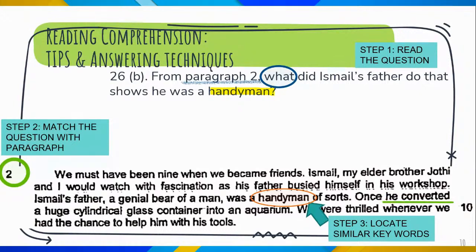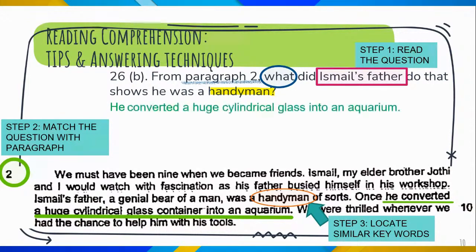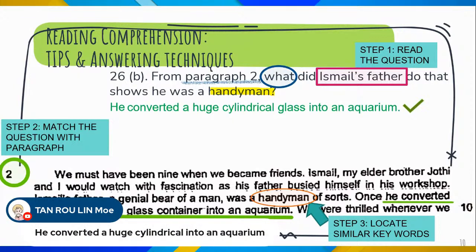The answer would be: he converted a huge cylindrical glass container into an aquarium. Looking back at the question, it's about Ismail's father. So if you want to be smart about it, you just straight away copy from the passage: he converted a huge cylindrical glass container into an aquarium. That is accepted.